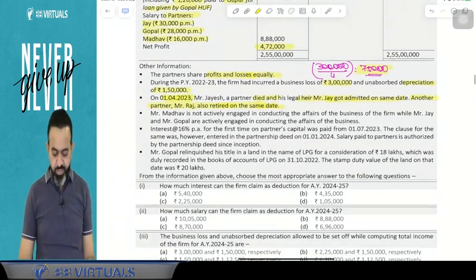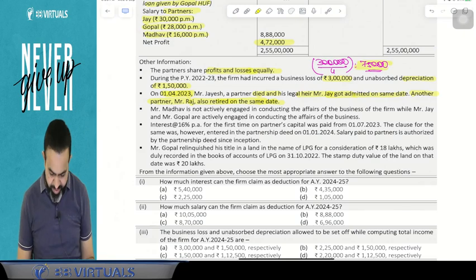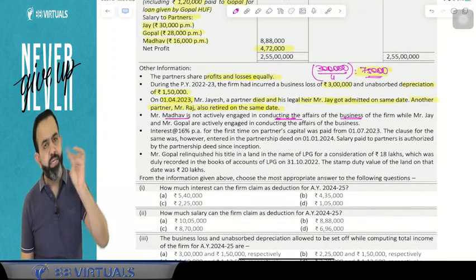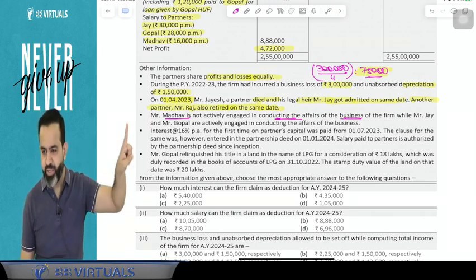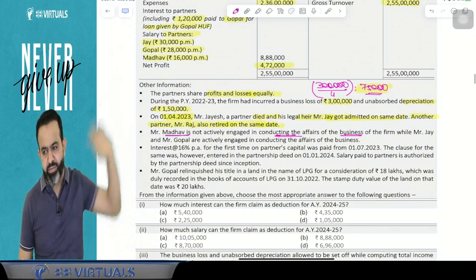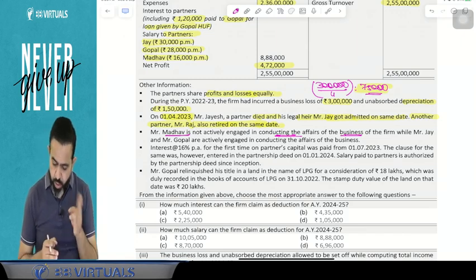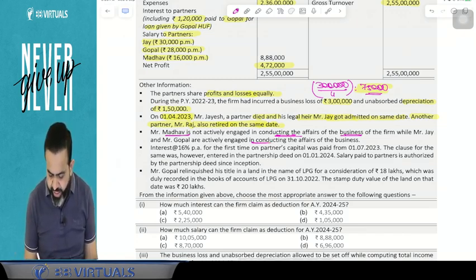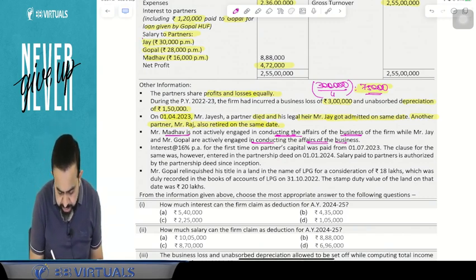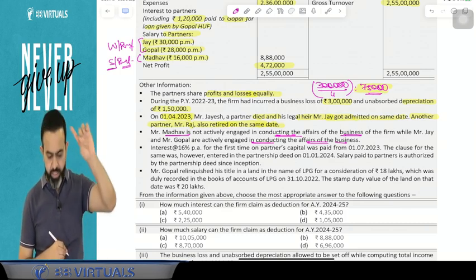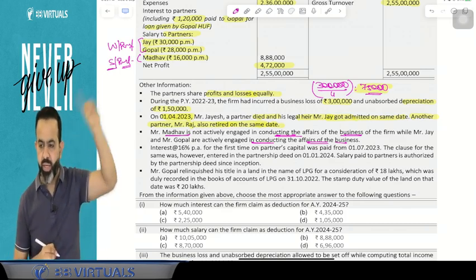Yes. Now next part. Next part says that Madhav is not actively engaged in conducting the affairs of the business. So in simple words, Madhav is basically a sleeping partner. It means Madhav's salary will be disallowed. Madhav's salary, because it is given on the P&L side, is going to be disallowed because Madhav is not actively engaged in the business of the firm. While Mr. Jay and Gopal are actively engaged in the affairs of the business. So in simple words, Jay and Gopal are working partners, and Madhav is a sleeping partner.